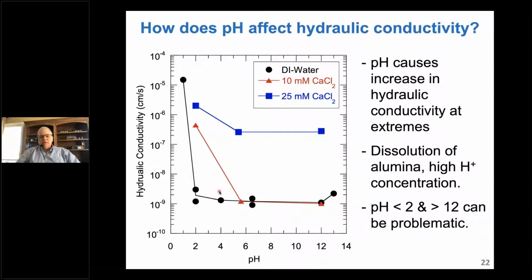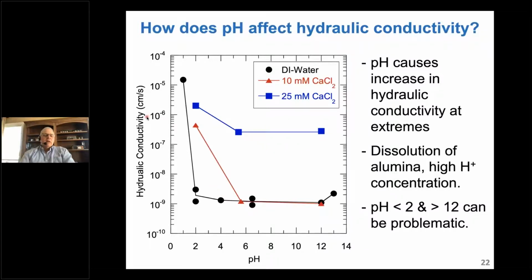One of the things that we see is, for a wide range of pH, the hydraulic conductivity of GCLs tends to be pretty much pH independent, roughly from about pH 2 to pH 12. The pH doesn't have much influence on hydraulic conductivity. Outside of that range, it tends to become more important. And the reason for that actually makes a lot of sense if you think about what's happening.